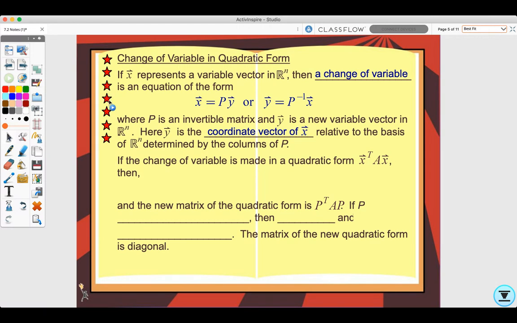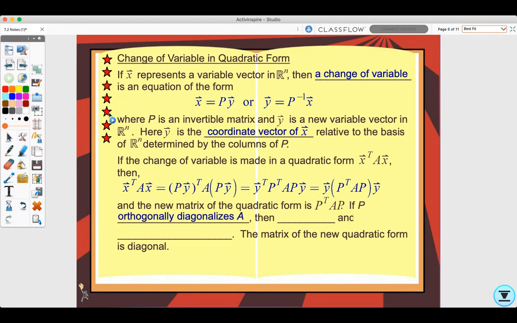Here y is the coordinate vector of x relative to the basis of Rn determined by the columns of P. If the change of variable is made in the quadratic form x transpose A x, then we have this. And the new matrix of the quadratic form is P transpose A P. If P orthogonally diagonalizes A, then P transpose equals P inverse, and P transpose A P equals P inverse A P, which equals D. The matrix of the new quadratic form is diagonal.